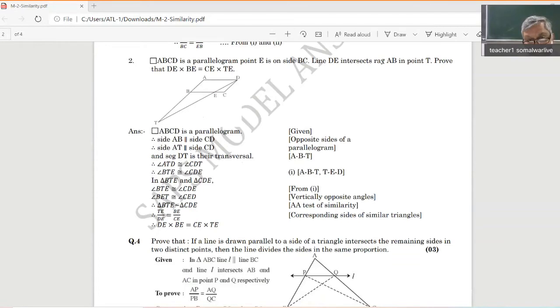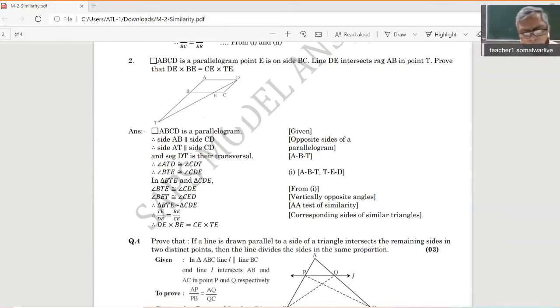Which 2 triangles contain these sides, the pairs of sides? That is BTE and triangle CDE. Of these 2 triangles, DE, BE, CE, TE are the sides. Now, if we can prove that they are similar, automatically our purpose will be served, because when the triangles are similar, their sides are in proportion. And then making the cross multiplication will give you the answer. So our aim is to prove that these 2 triangles, BTE and CDE, are similar.